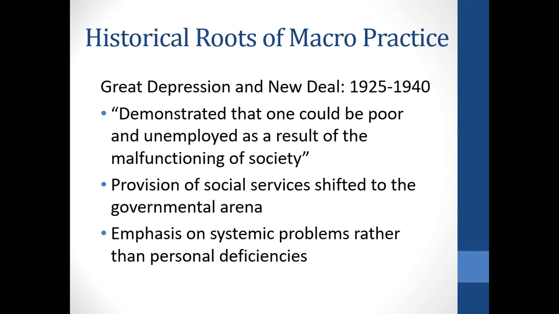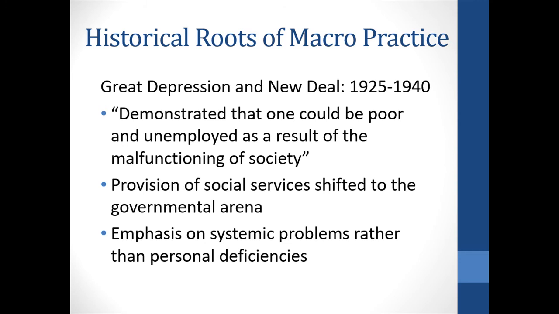So this is when social services started to shift towards the government arena. The government started to provide support. We can see in FDR's New Deal starting to create jobs. It's becoming more of the government's responsibility to help people in need. One of the important things during the Great Depression is it's mostly still local and state governments that are providing that support. So it's not as widespread on the federal level, mostly state and local governments.